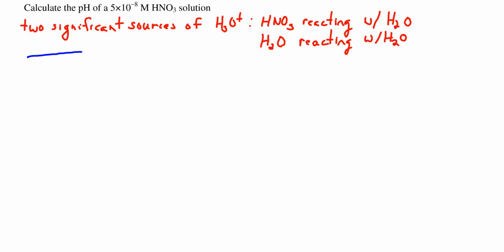Alright, here we have the problem of a very dilute strong acid solution, and we have therefore two significant sources of H3O+, the strong acid reacting with water and water reacting with water. The second source, water reacting with water, or the autoionization of water, is always ongoing, but it's usually not a significant source of H3O+, and we generally ignore it. In this case, since we have such a low concentration of our acid, it can't be ignored.